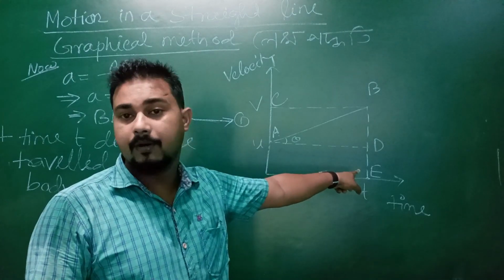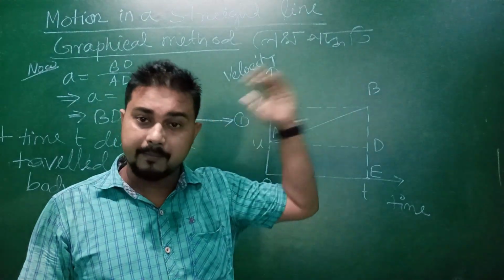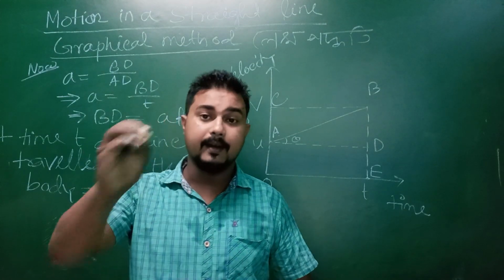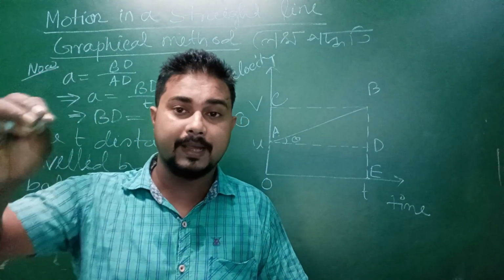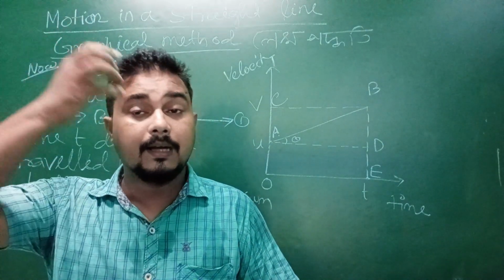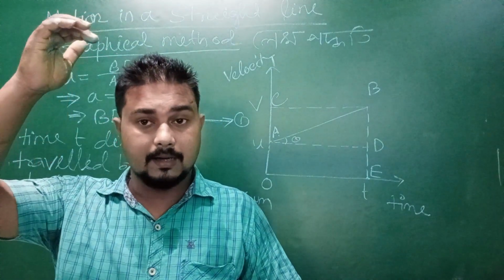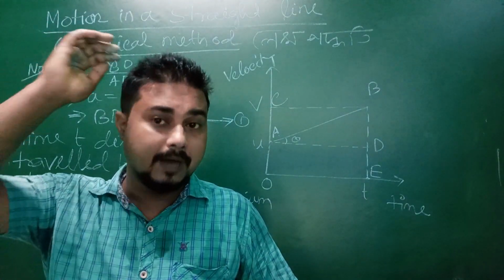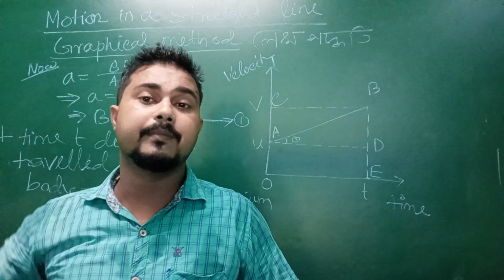OABE. The distance travelled by a body in a particular time is equal to the area of that trapezium, or the area under the velocity time graph.